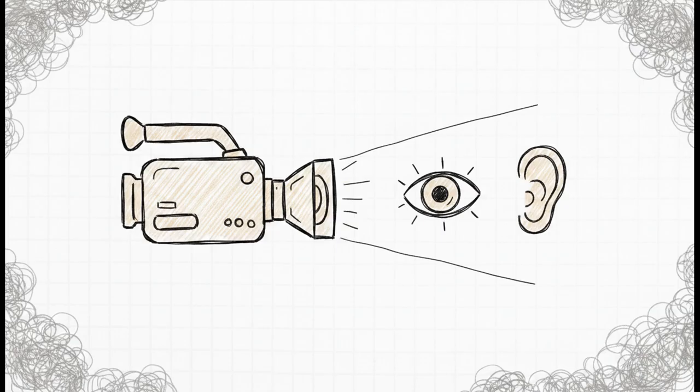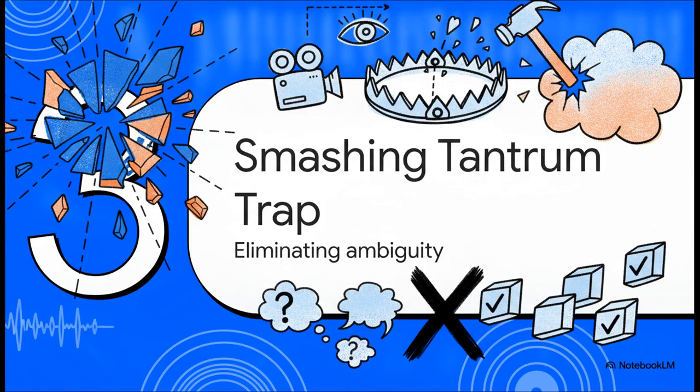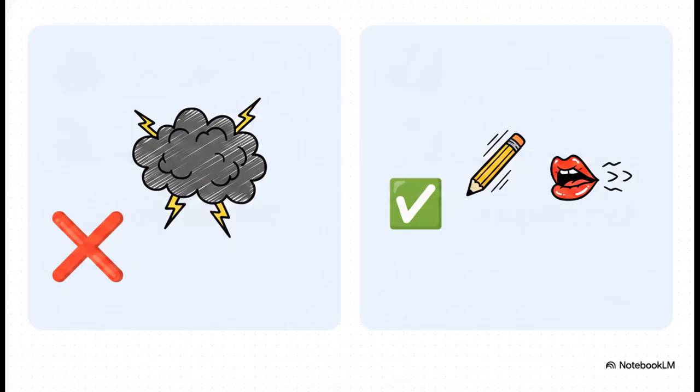Okay, Section 3, Slashing the Tantrum Trap. Let's talk about eliminating ambiguous words from your records. Now that we've got our video camera mindset locked in, let's put it into practice by getting rid of ambiguous words. Words like tantrum or fit are total traps. Why?